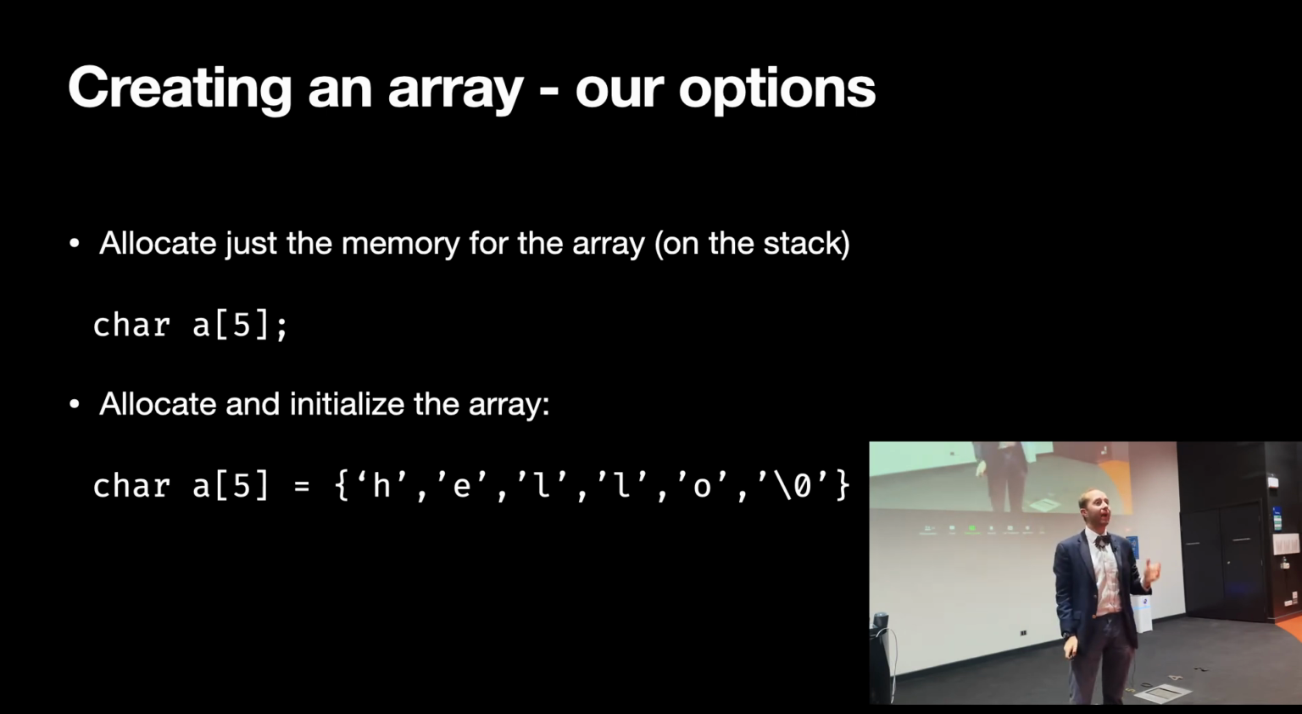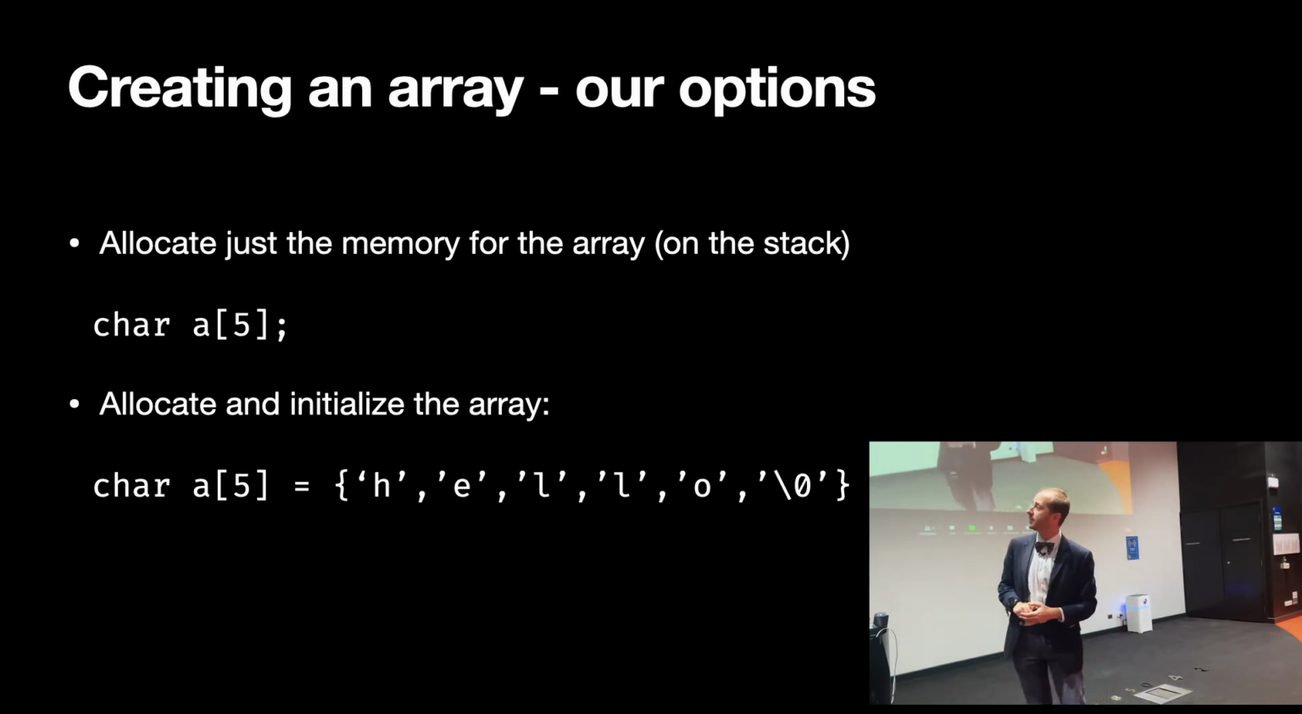When you declare an array like this, you must give it a fixed size. You must tell the compiler what is the maximum number of items that we're going to be putting in this array. In this case, we are putting 5 items in the array. Char, an array of 5 characters called A.